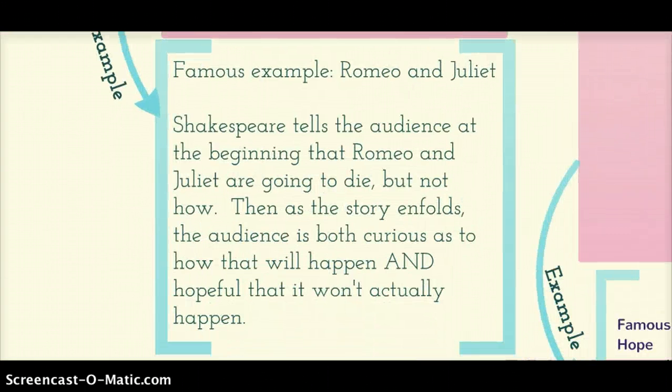Okay, famous example, Romeo and Juliet. A lot of people are familiar with the story of these two people that fall in love and eventually kill themselves. Well, Shakespeare tells the audience at the beginning that Romeo and Juliet are going to die, but he doesn't tell us how or why, just that they will die. Then, as the story unfolds, the audience is both curious as to how that's actually going to happen, and they also have this sense of hopefulness that maybe it won't happen. Maybe they really will win out, but yet they know they won't, and so it intensifies the audience's experience.